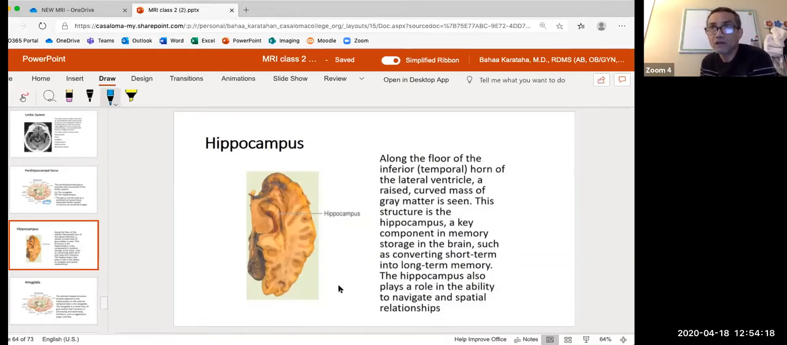In our daily life, there are some things that I don't want to remember forever, correct? But there are also some things that I need to keep and remember forever. So this is why your brain will what? Will move them from short-term memory into long-term memory, okay? Also, they identified that your hippocampus plays a part in your spatial relationship, to navigate your body.